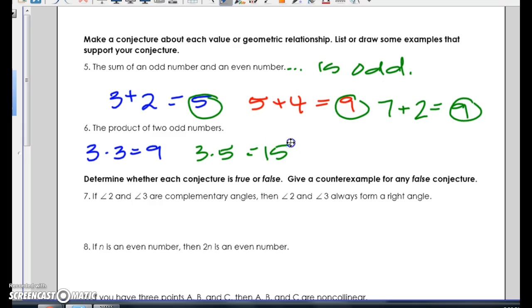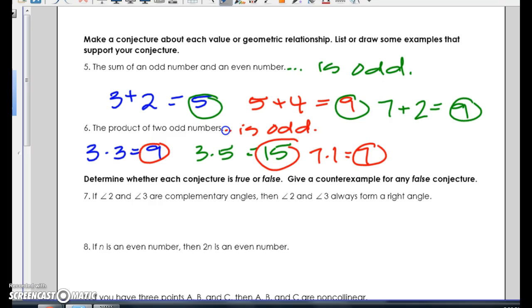And if we try one more, how about 7 times, well, 1 is an odd number, so let's do 7 times 1, which gets us 7. And then if you look at all of those products, you can again see that those are all odd numbers. So we can complete this conjecture by saying the product of two odd numbers is odd.